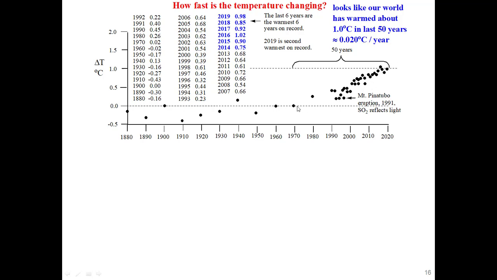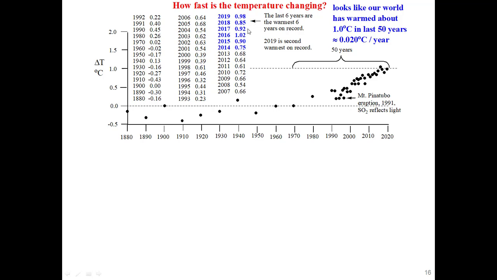Okay, so if we just look at this last 50 years, it went from this to this, and that is a 1 degree increase that we're looking at in 50 years. So I just plotted that out as degrees per year, and that's like 0.02 degrees Celsius per year. Sounds like a small number, but it's incredibly big in terms of historical temperature rise.